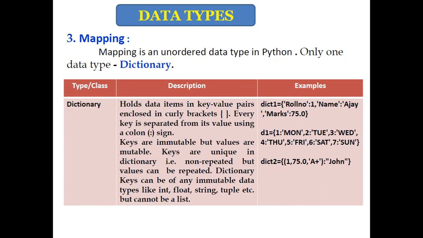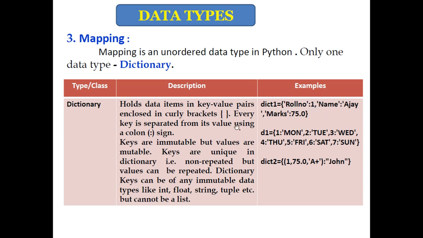Let's see what a dictionary is. It is a mapping type, holding data items in key value pairs enclosed in curly brackets. Every key is separated from its value using a colon sign. Dict equal to roll number 1, name. These are actually keys in a dictionary and these are the corresponding values.